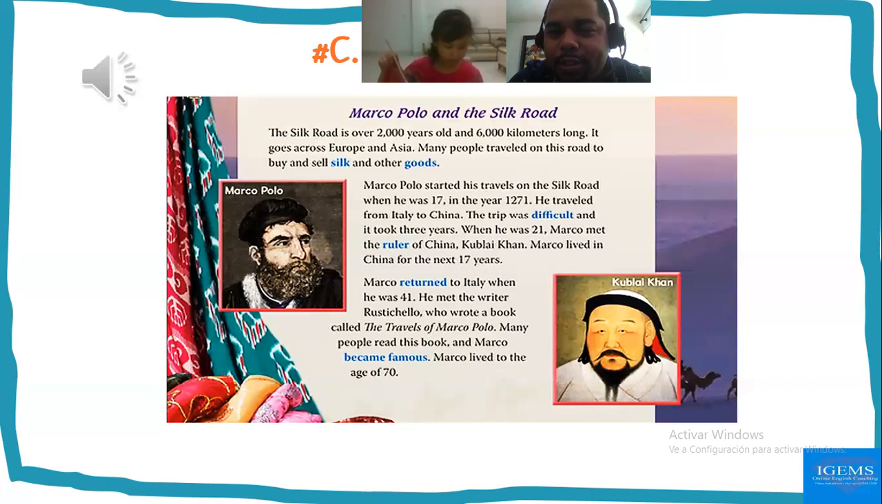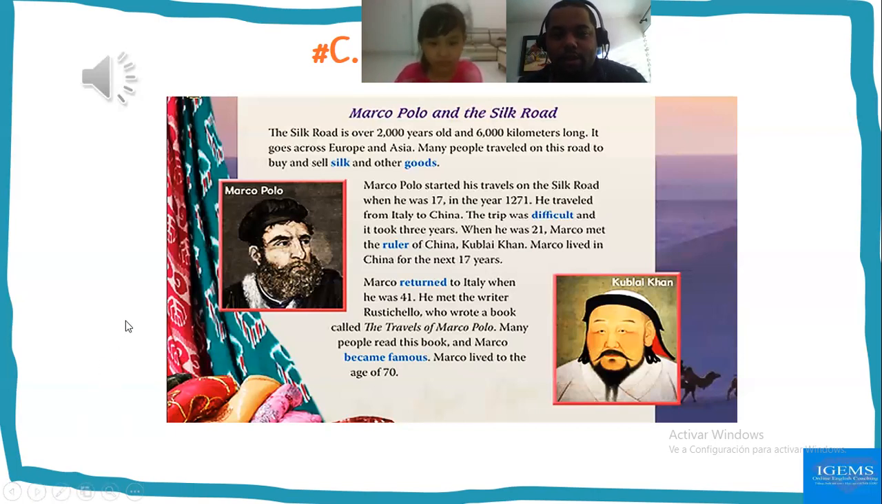Marco returned to Italy when he was 41. He met the writer Rustichello, who wrote the book called The Travels of Marco Polo. Many people read this book, and Marco became famous. Marco lived to the age of 70.